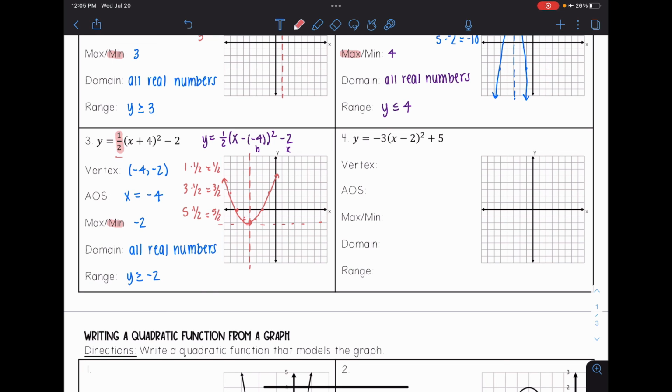Okay, go ahead and pause the video. I want you to work out this last problem, and when you think you have it, go ahead and press play.